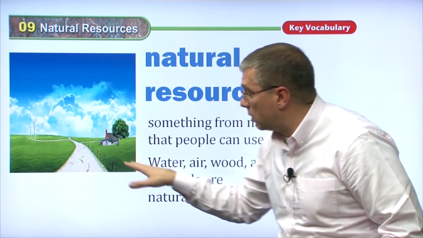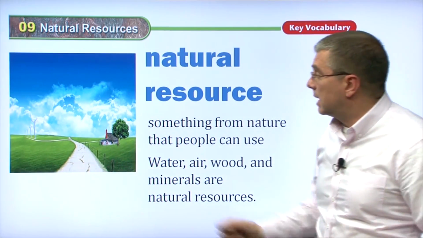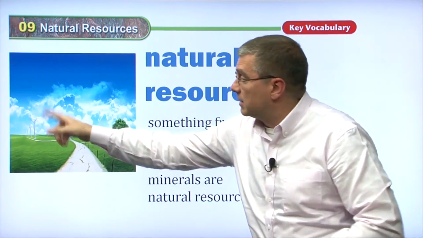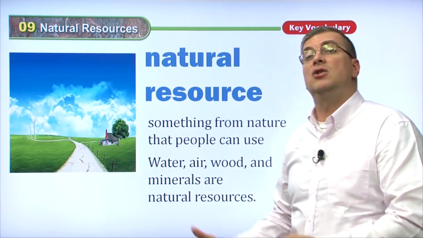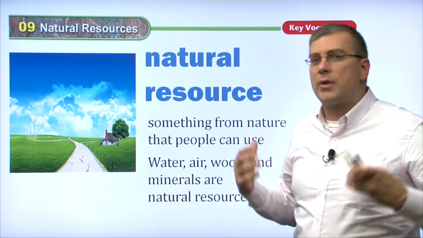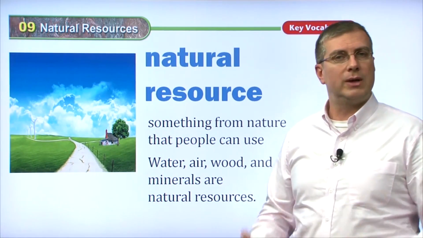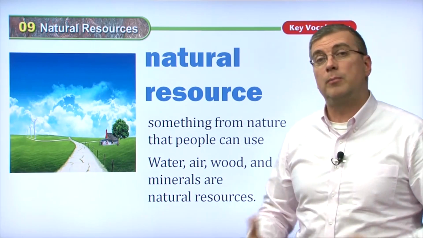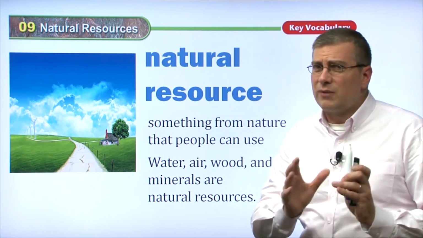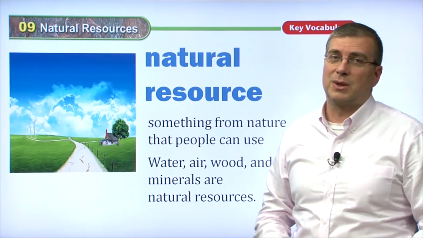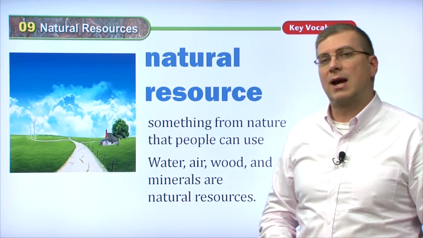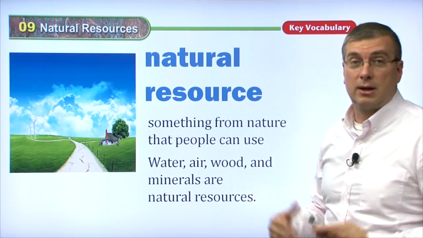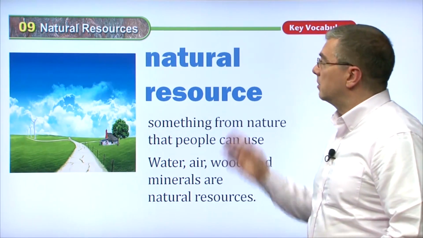We can use the ground to grow crops. We can use the trees to build houses. We can use the wind to capture its energy and turn that energy into electricity. So we're surrounded by natural resources. We're surrounded by nature. We can use those resources to help make our lives better. But of course, we have to be careful about using those resources. We can't use too much too fast, and we have to make sure that we leave enough for other people that will come after us also. So that's an interesting thing.